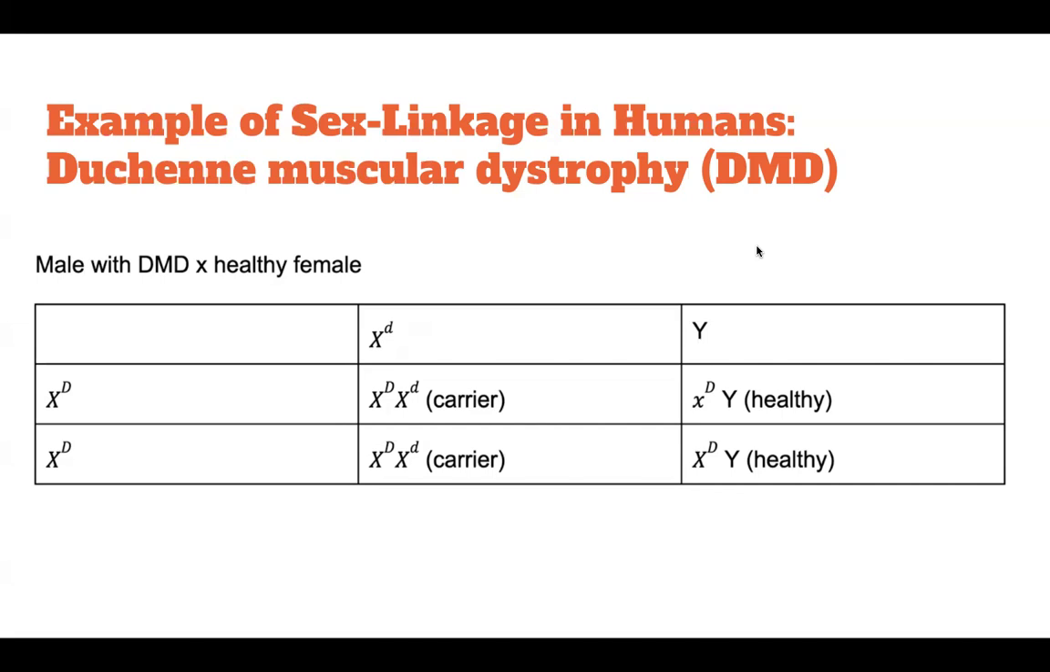These Punnett squares illustrate how the inheritance patterns of DMD vary depending on the parental genotypes. DMD is predominantly observed in males, as they require only one mutated X chromosome to express the disorder, while females would need mutations in both of their X chromosomes.